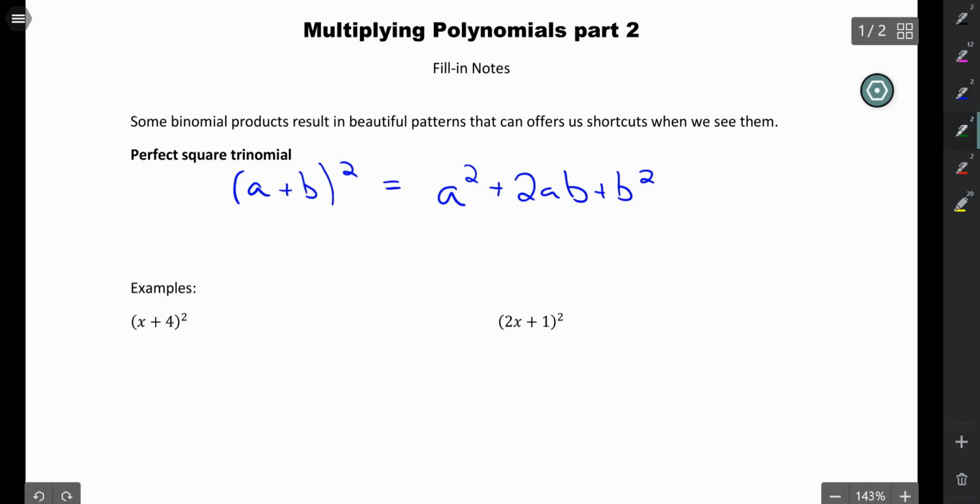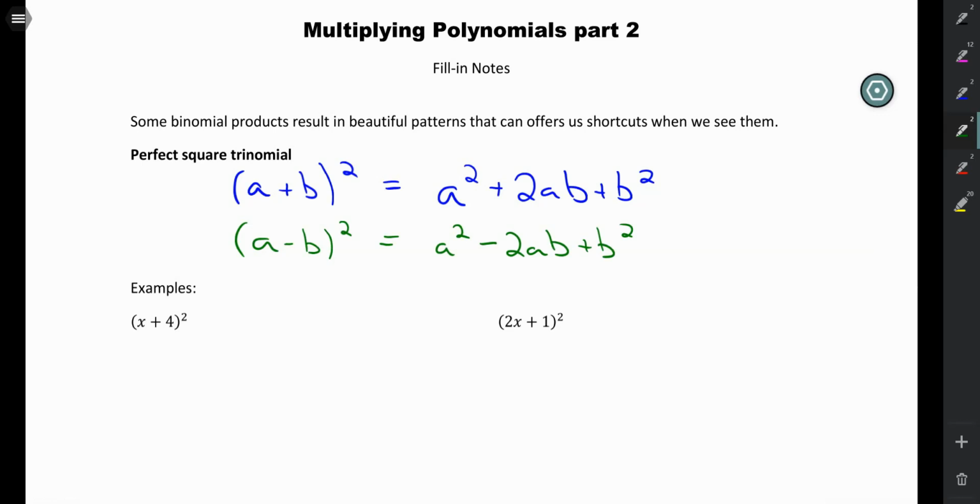And our second one is very similar. It's just when we have (a - b) all squared. And this gives us a very similar pattern, only it's minus 2ab in the middle instead of plus. And that's a perfect square trinomial. Now, the main reason that we want to know these patterns is for factoring, which is the next step after multiplying. It's the reverse of multiplying. But let's go ahead and take a look at what these patterns look like as we are multiplying them out in the first place.